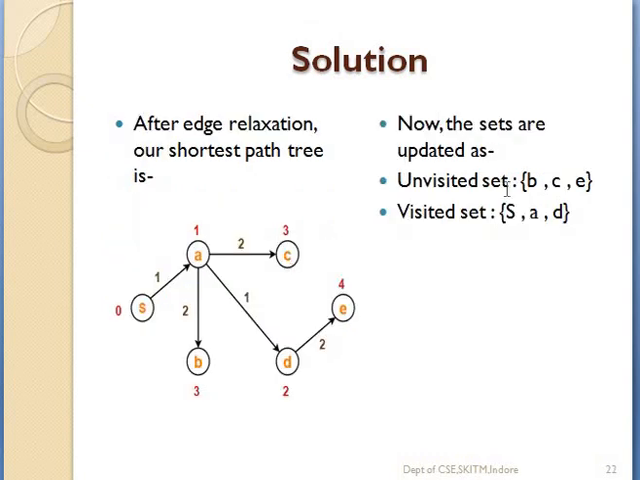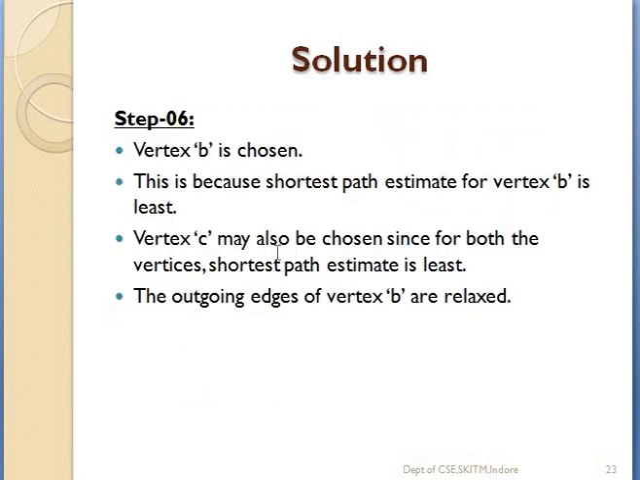Here I have to discuss one more point: the cost involved for the B vertex and C vertex are the same. So here we are choosing in alphabetical order. If this case comes in the future, instead of the character alphabets we have used here, if we have numbers, we choose in increasing order. So the vertex B is chosen because the shortest path estimate for vertex B is less. Similarly, vertex C may be chosen since for both vertices the shortest path estimate is the same.